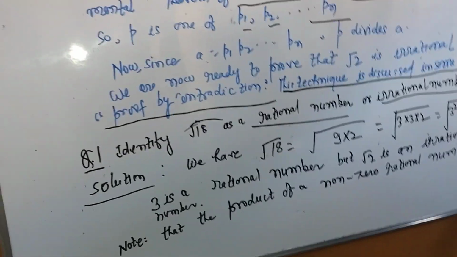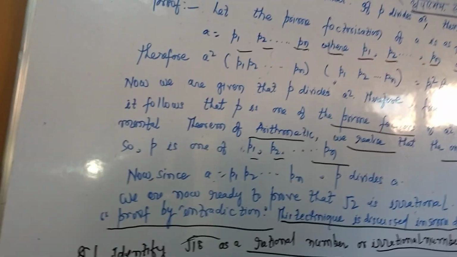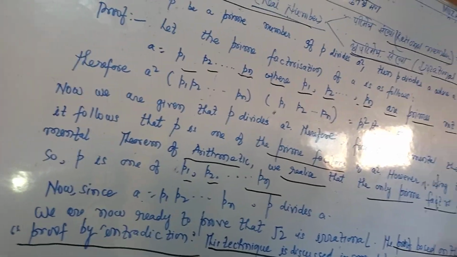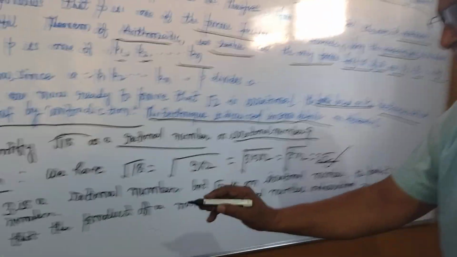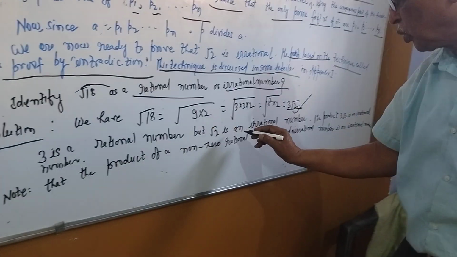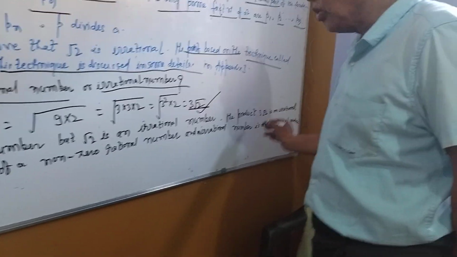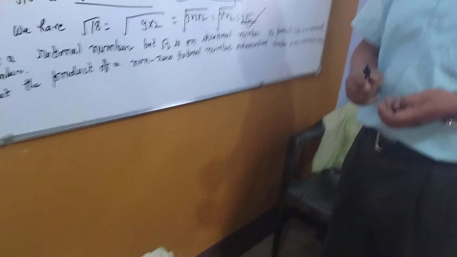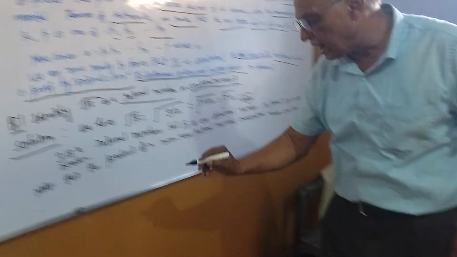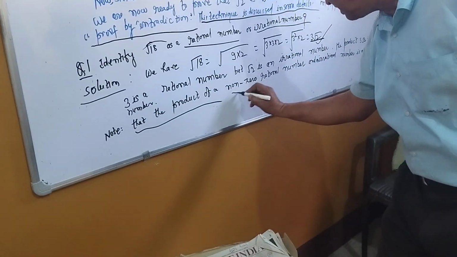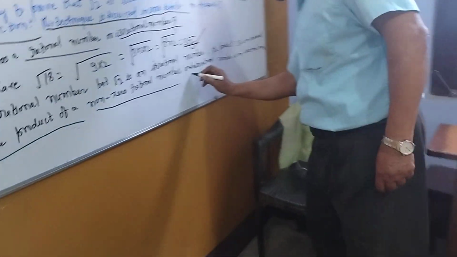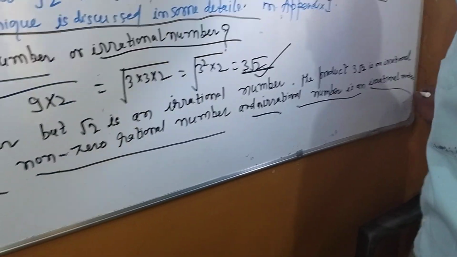In the product of 3 and root 2, one is rational and the other is irrational. That is, 3 is a rational number but root 2 is an irrational number. So the product 3 root 2 is an irrational number. Note that the product of a non-zero rational number and an irrational number is an irrational number.